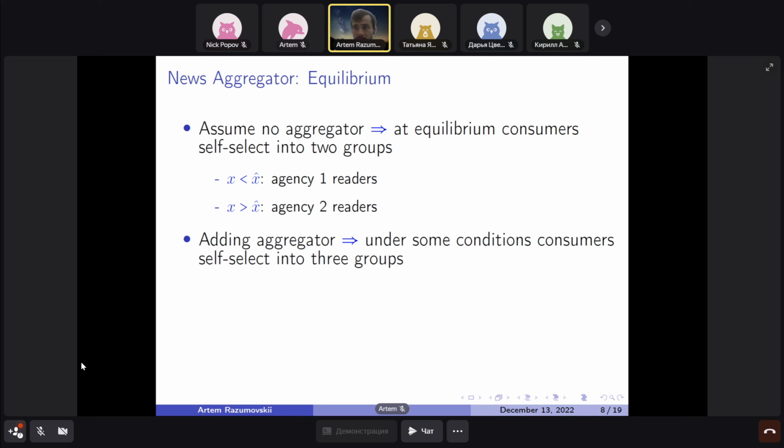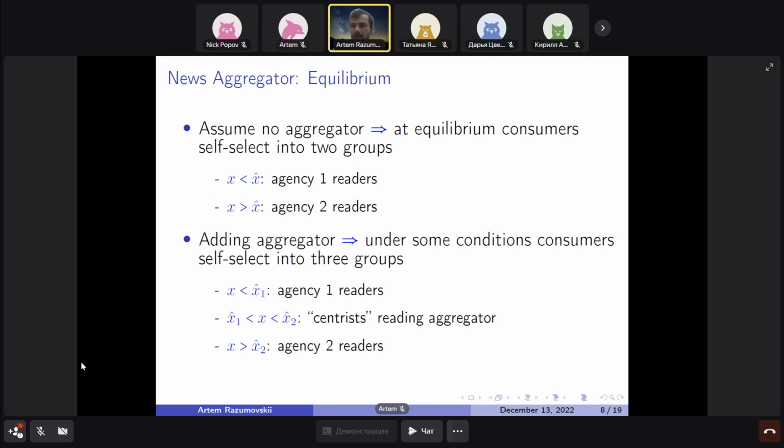So then, when we add the aggregator, now we have two indifferent agents. Those from 0 to x hat 1 choose agency 1. Those in between the two indifferent agents join the aggregator. And those above the second indifferent agent join agency 2.